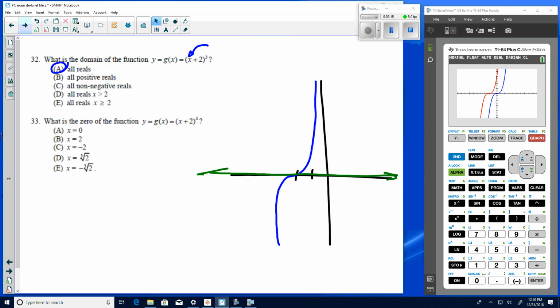What's a zero? Remember that zero of a function is synonymous with the x-intercept of the graph. And it's pretty clear that this hits at -2. Well, x is equal to -2. Okay, pretty easy if you have the picture there.